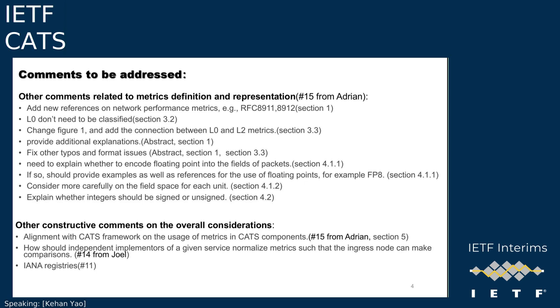We have also received other constructive comments on the overall considerations. For example, we need to have better alignment with the CAS framework on the usage of metrics in CAS components. Also, a very important comment from Joe was raised in IETF 121: how should independent implementers of a given service normalize their metrics so that the ingress node, where the decision maker sits, can make comparisons? I think this is very important, because we need to think about how we can guide these implementers to compare metrics and also to use these metrics. After all, building a multi-objective normalization function to derive a level 2 metric will not be easy.